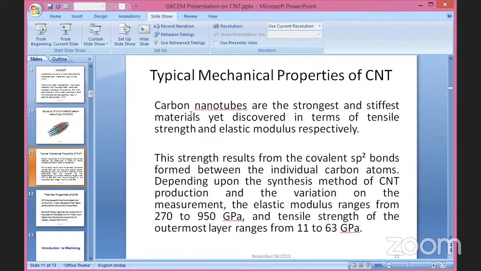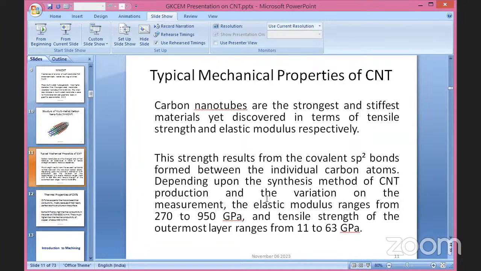And what are they? Carbon nanotubes are the strongest and stiffest materials yet discovered in terms of tensile strength and elastic modulus respectively. That is one typical characteristic. This strength results from the covalent sp2 bonds formed between the individual carbon atoms. Depending upon the synthesis method of CNT production and the variation in measurement, the elastic modulus ranges from 270 to 950 gigapascal.